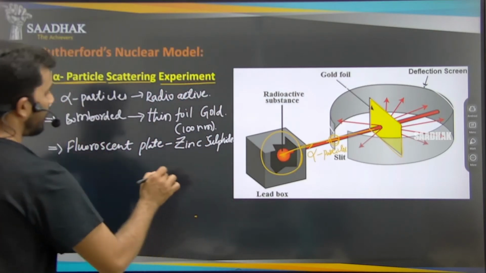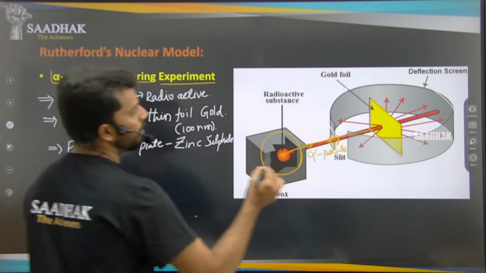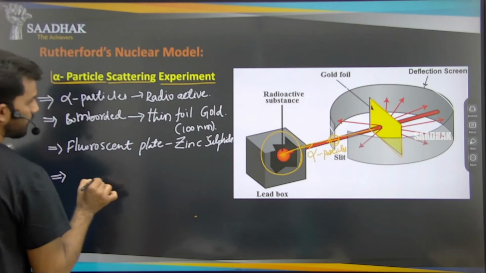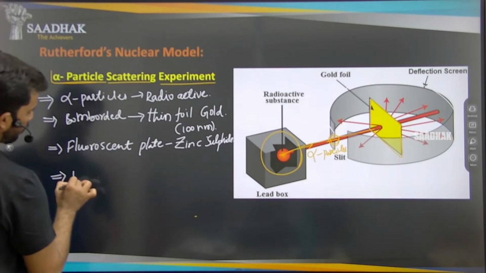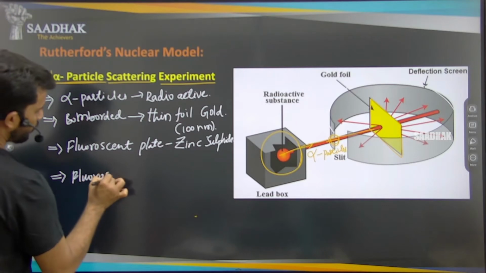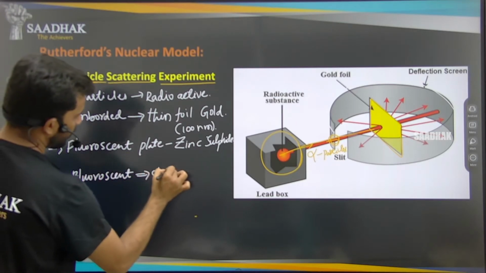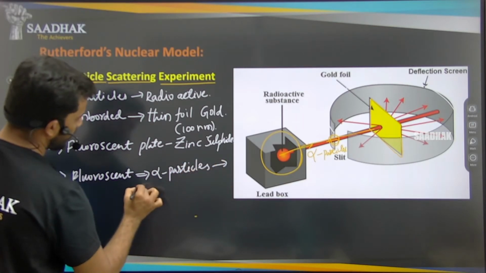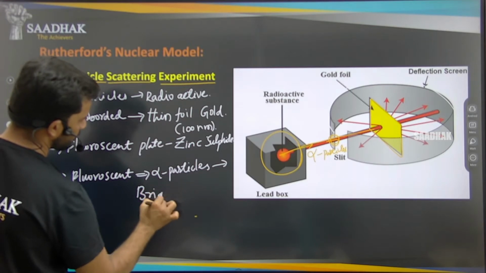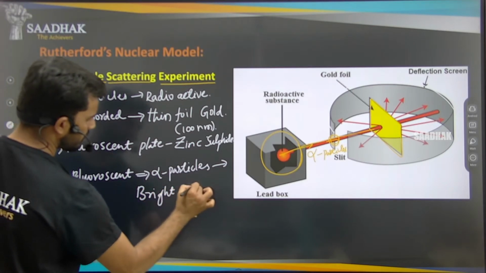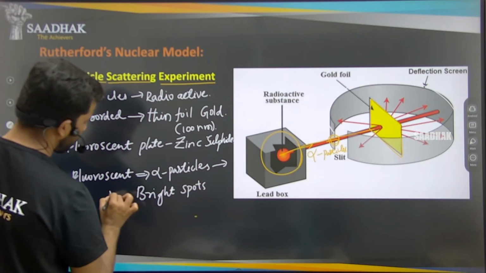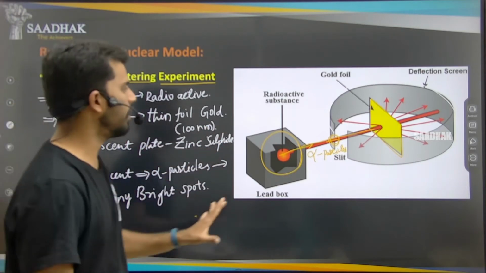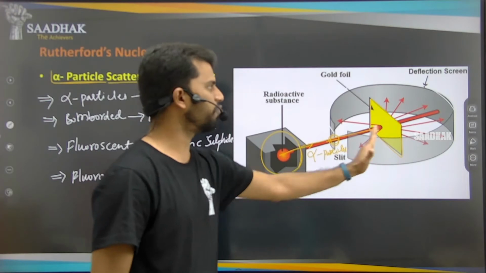Okay, and whenever these alpha particles are bombarding, or we say falling on this deflection screen. Okay, what is that deflection screen? That is nothing but the fluorescent screen, right? So what happens, these deflected alpha particles are causing bright spots, simply we say tiny bright spots on that screen. Okay, so this is the experiment, and this is how he has performed this experiment.